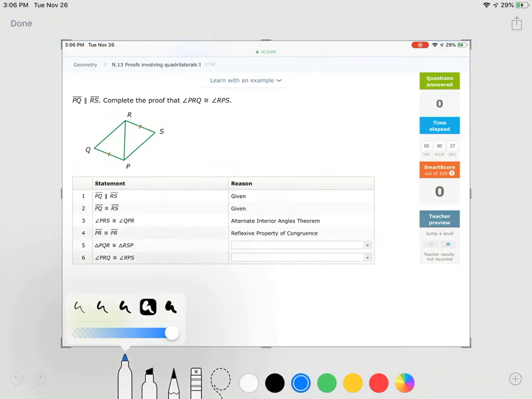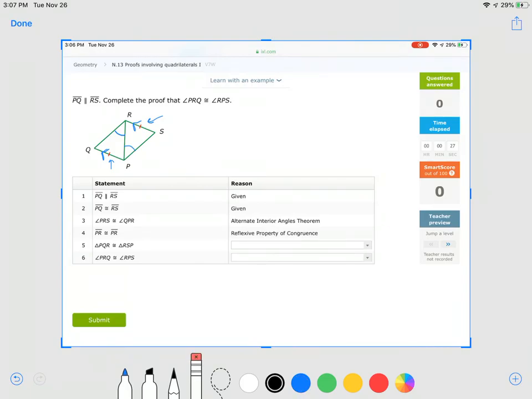Let's go ahead and mark that. PQ is parallel to RS. And they didn't state it at the top, but they're showing us with the markings that QP is congruent to RS in length. Okay, it says complete the proof that PRQ is congruent to RPS. PRQ, which is this angle right here, is congruent to RPS. Okay, that's what we want to prove.